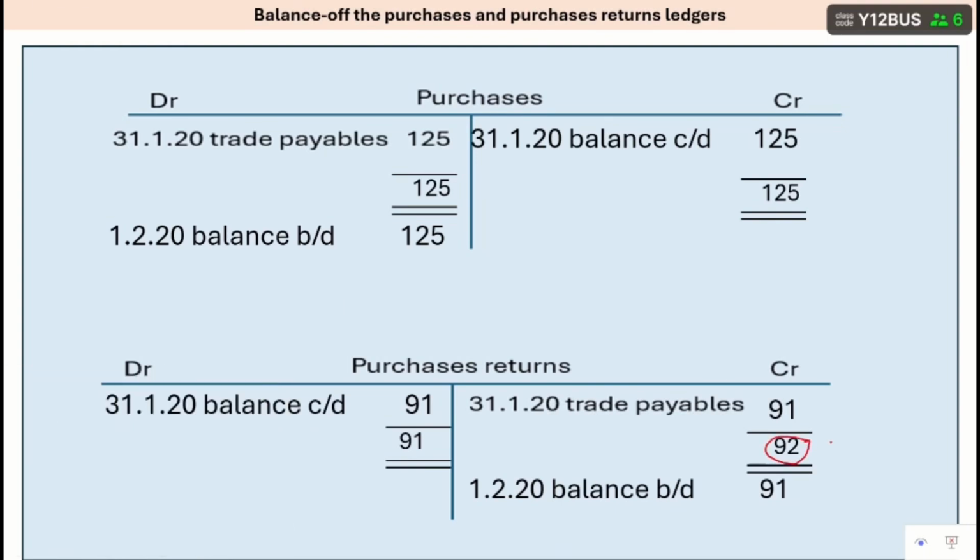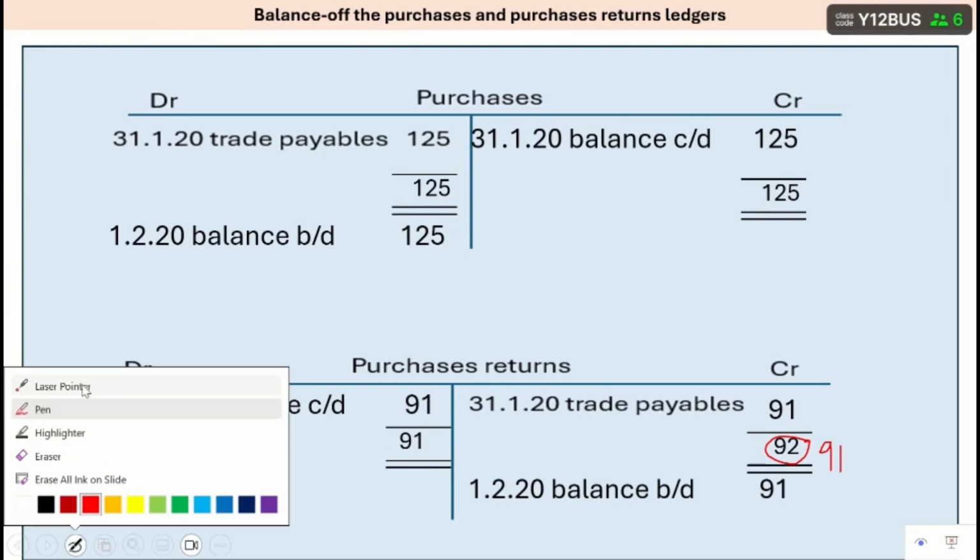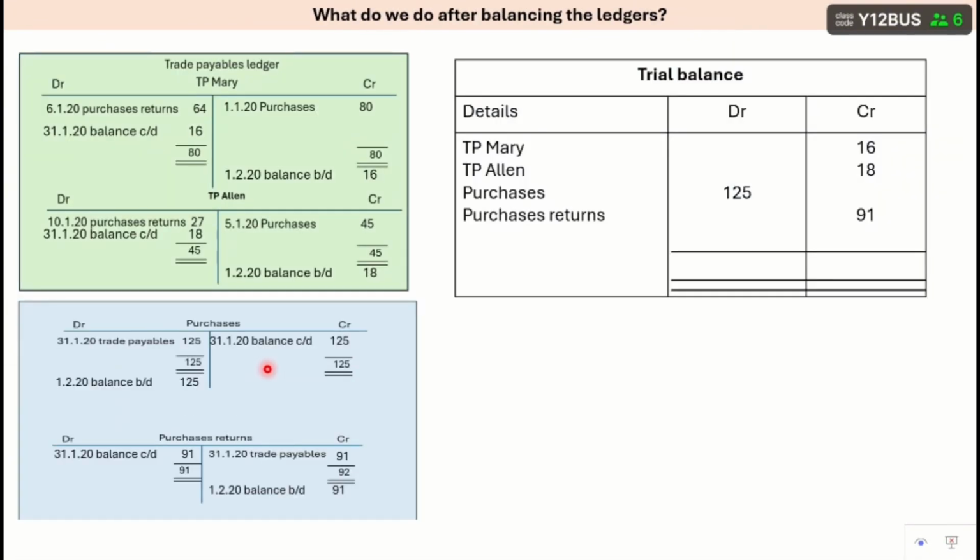Now we have balanced the ledgers. Now let's prepare the trial balance. Let's take the closing balance of each ledger. TP Mary has a credit of 16. Let's enter it on the credit side.